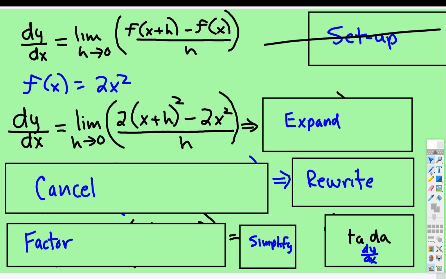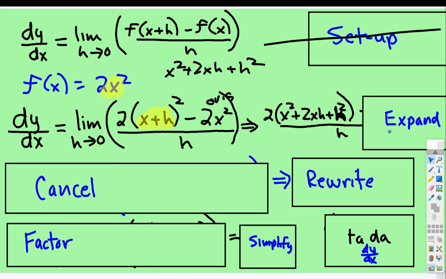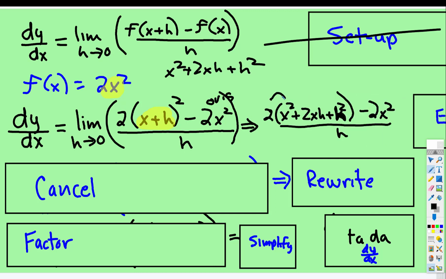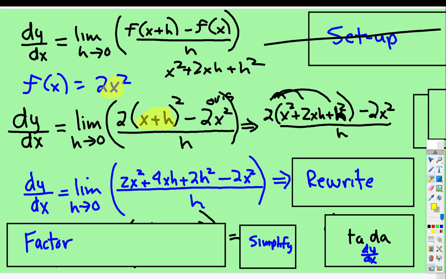All right, so here's our function right here, 2x squared, and where that x is, we're going to plug in x plus h. So 2 times x plus h squared, subtract the original, all over h, and then you're going to expand it. And remember when you're doing Pascal's triangle, x plus h squared would be x squared plus 2xh plus h squared, and that's what I expanded right there. And then you're going to do the distributive and simplify. So that's what I did here. So this becomes 2x squared plus 4xh plus 2h squared.